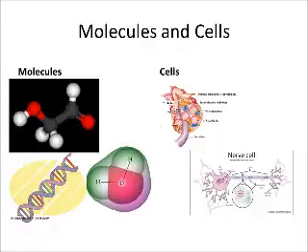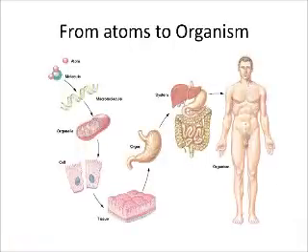From atoms to organism, in this picture you could see atoms form molecules, form organelles, form cells, cells form tissues, tissues form organs, organs form organ systems that together create an organism, such as the human body.